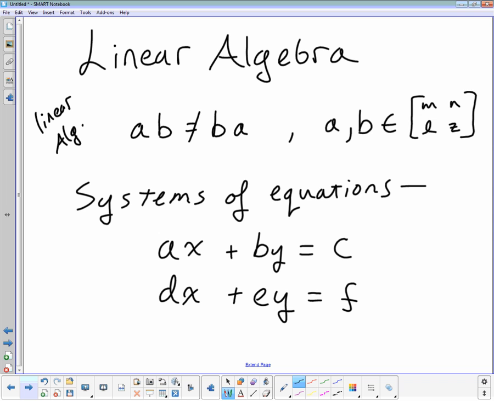You know how to do this with substitution. You know how to do this with elimination. You know that if you graph these guys, you can find the point of intersection, and that's your solution, right? There are many different ways of solving things like this. But it doesn't necessarily have to be just an x and a y. You could have more variables.